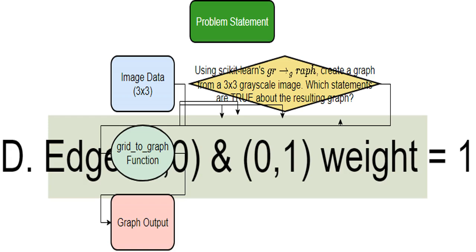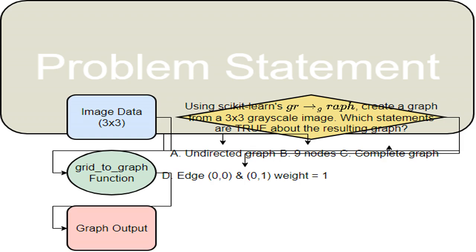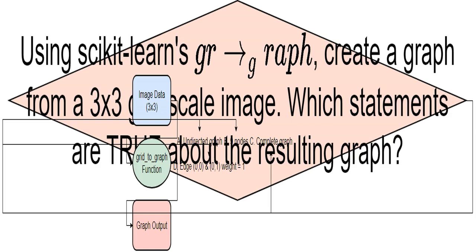I have a 3x3 grayscale image. Each number represents a pixel's brightness. I'll use scikit-learn's grid_to_graph to turn my 3x3 image into a graph and analyze what I get. The question sets up the problem. I'm given a function, and I need to understand its output when applied to my image.